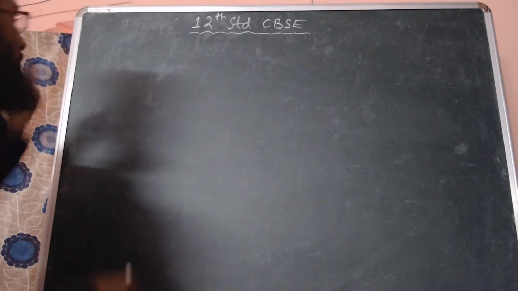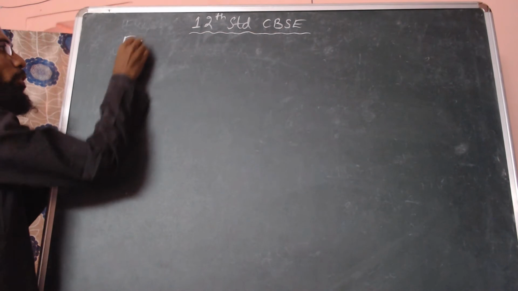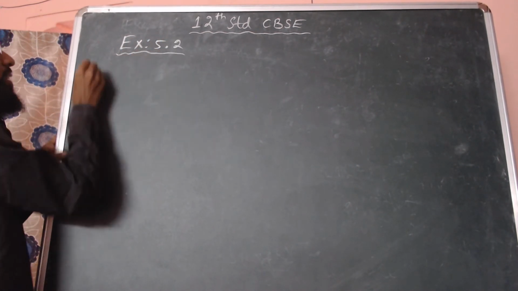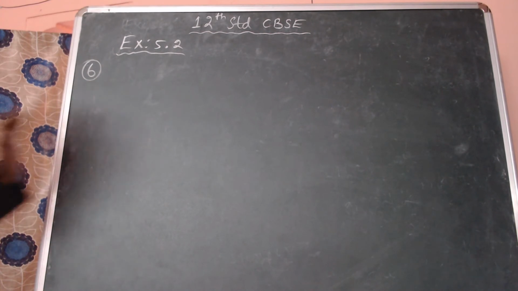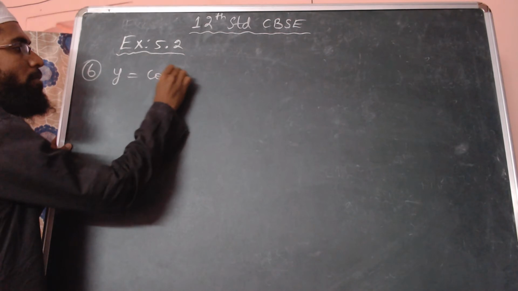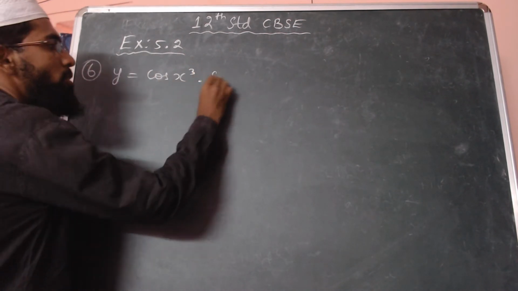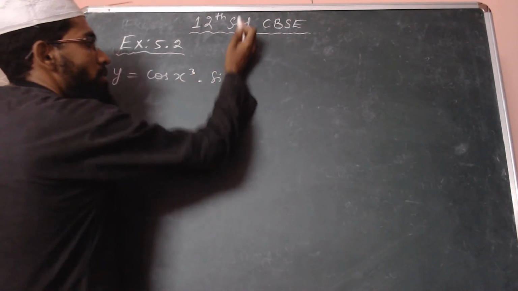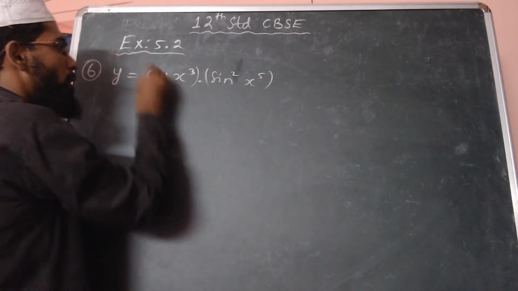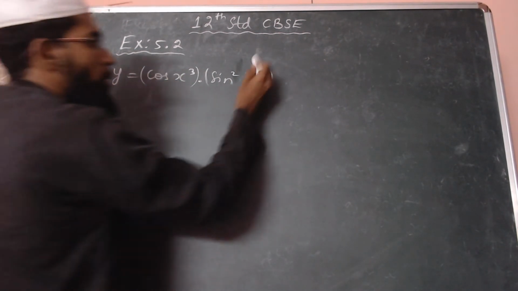Now, let me get into exercise 5.2. Exercise 5.2. Let me do the sixth sum. This y equal to cos of x cube into sine square x power 5. Right. Now let me take this to be my equation 1.